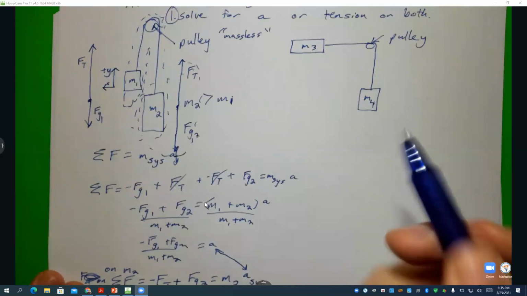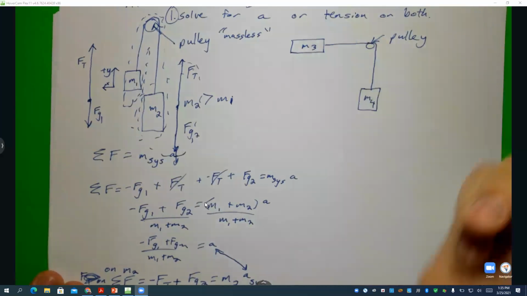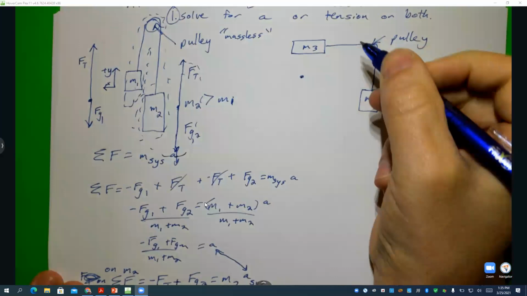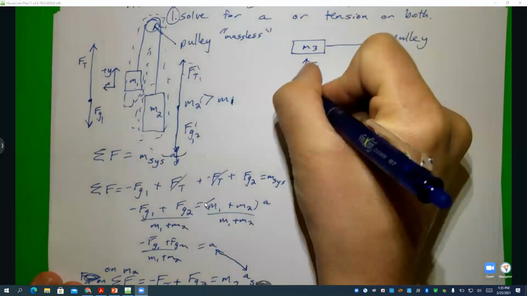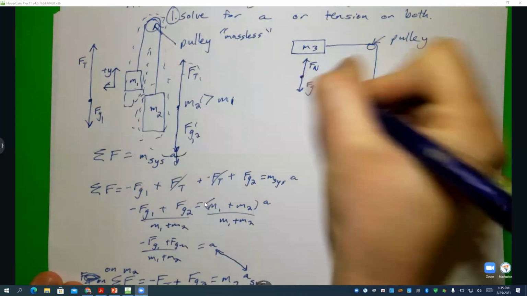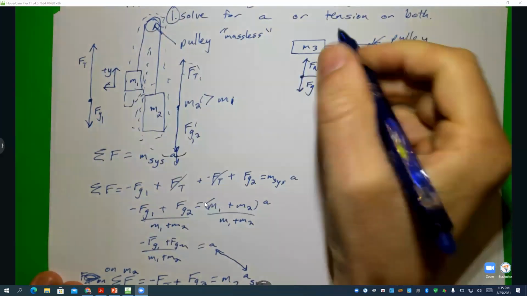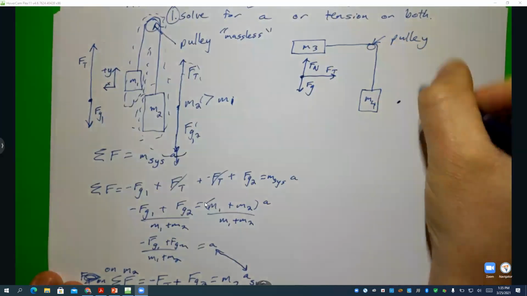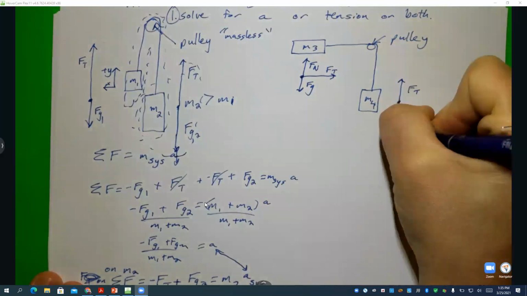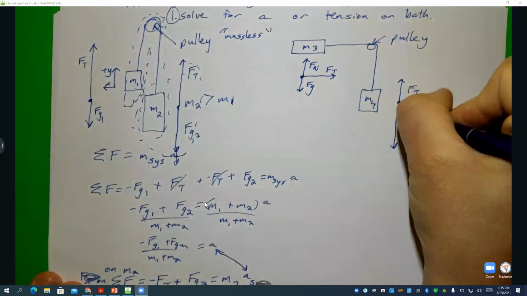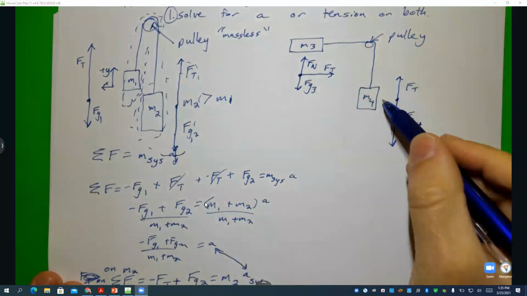If I don't have any questions, if we have this scenario now, and I draw my forces, we're going to have a normal force, a force of gravity, and a force of tension acting on M3. And we're going to have a force of tension and a force of gravity acting on this one too.